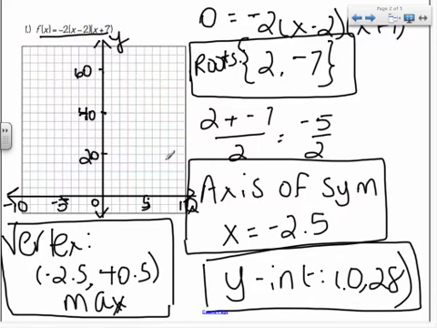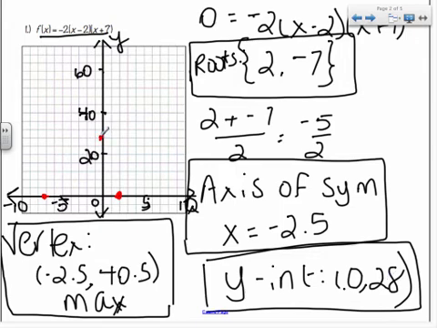Now I can go ahead and graph out my information right here. So I know that the roots are at 2 and negative 7. So I know for a fact that there's going to be a point on my graph here, and then there's also going to be a point on my graph right here. So (2, 0) and (negative 7, 0). I know for a fact that it goes through the y-axis right at 28, so I'm going to put a dot right on 28.